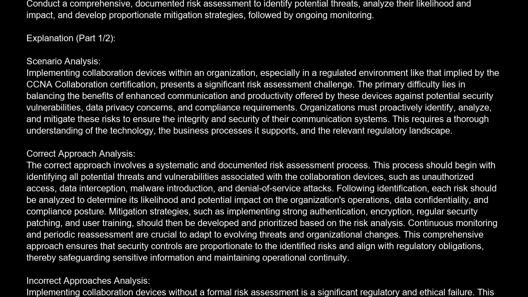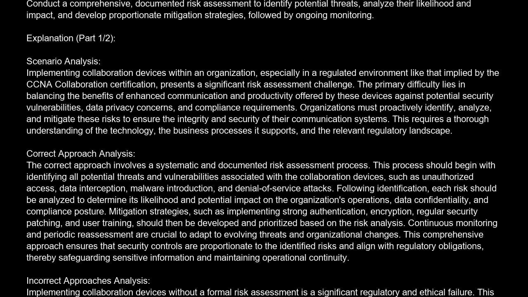Correct approach analysis. The correct approach involves a systematic and documented risk assessment process. This process should begin with identifying all potential threats and vulnerabilities associated with the collaboration devices, such as unauthorized access, data interception, malware introduction, and denial of service attacks. Following identification, each risk should be analyzed to determine its likelihood and potential impact on the organization's operation, data confidentiality, and compliance posture.